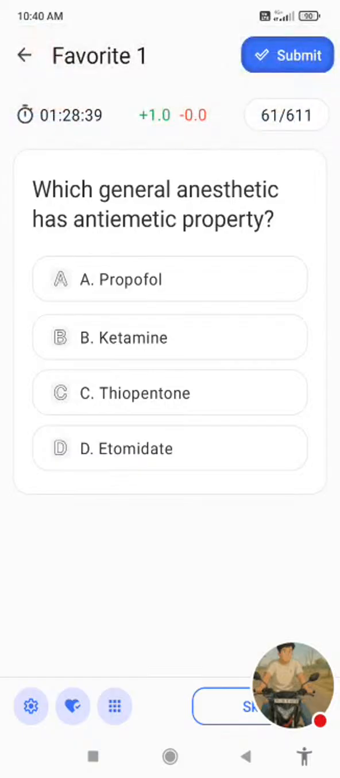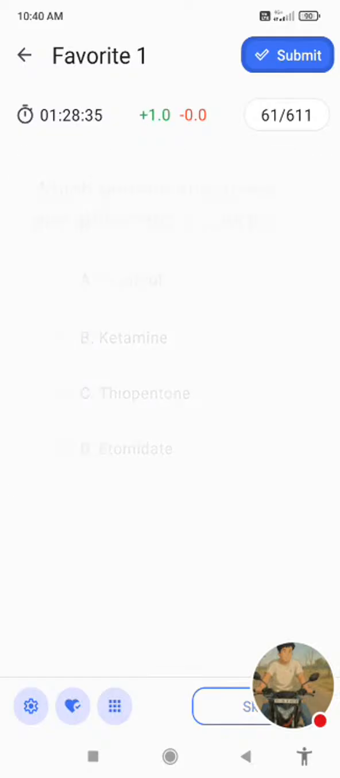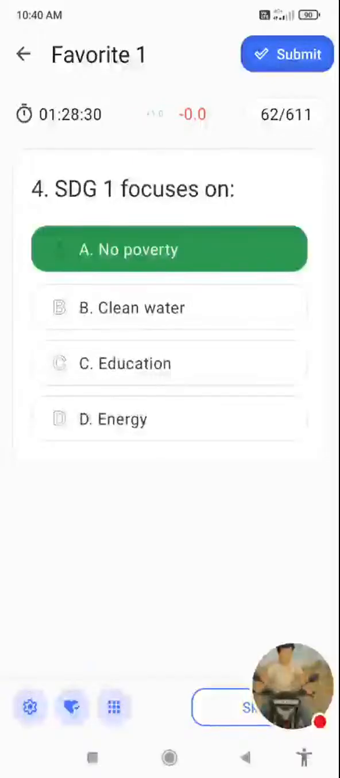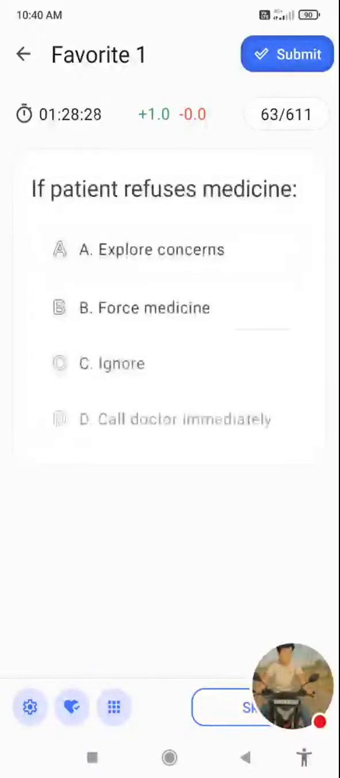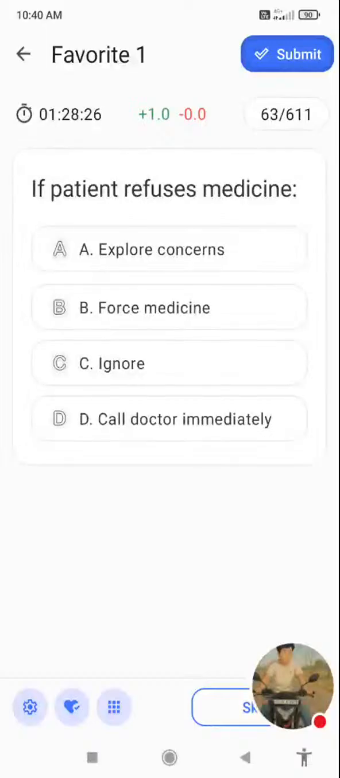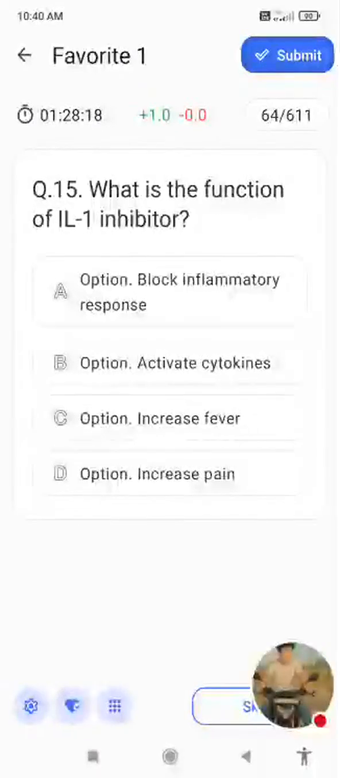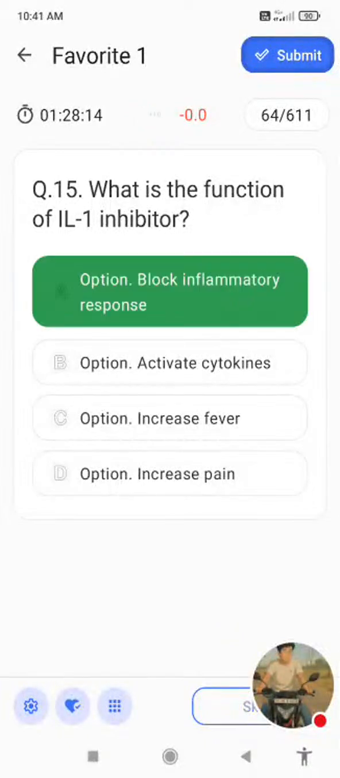Which general anesthetic has antiemetic property? Propofol. If a patient refuses medicine, explore concern. What is the function of IL-1 inhibitor? Option A, block inflammatory response.